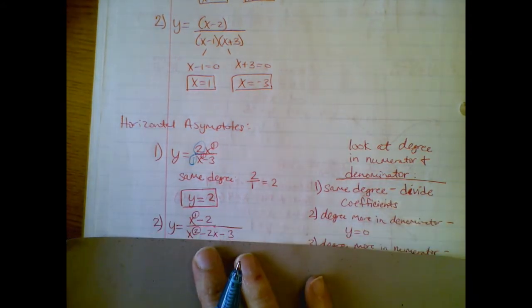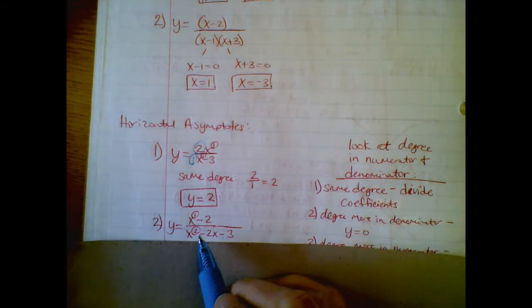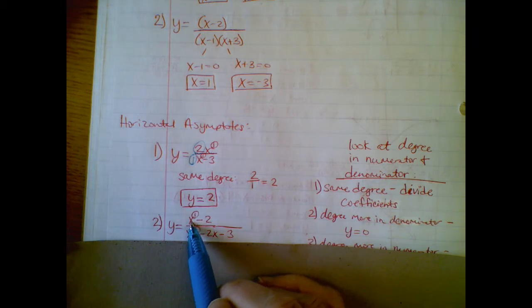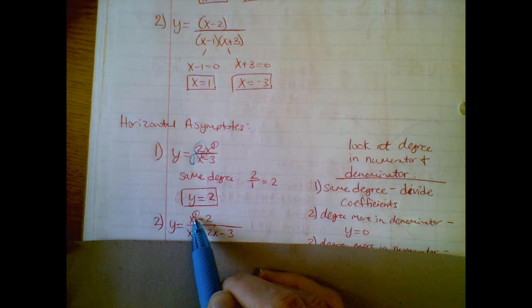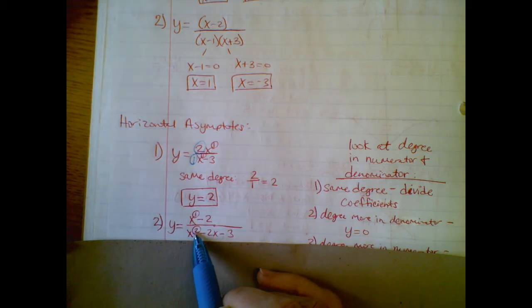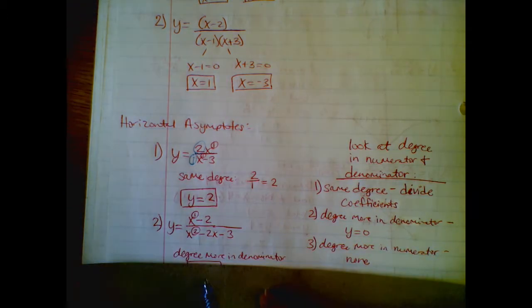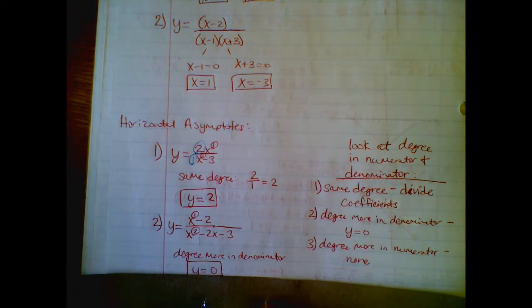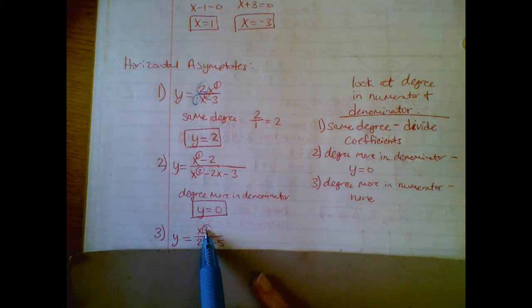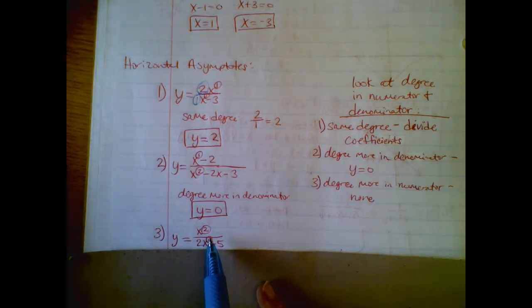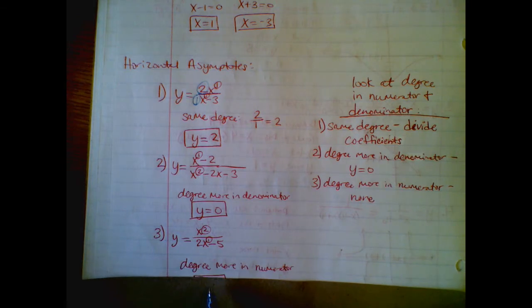For the next one, if we take a look at our degrees, we have x minus 2 and x squared minus 2x minus 3. The degree is 1 in the numerator and the degree is 2 in the denominator. The degree is larger in the denominator, so it is automatically going to be y equals 0. For the next one, we have x squared divided by 2x to the first power minus 5. The degree is larger in the numerator, so it's automatically going to be none.